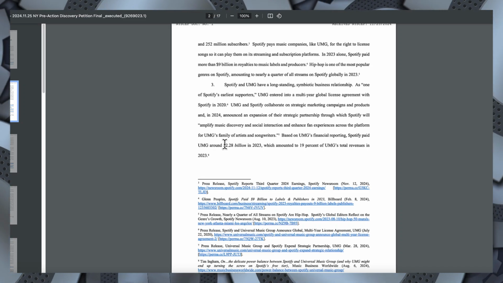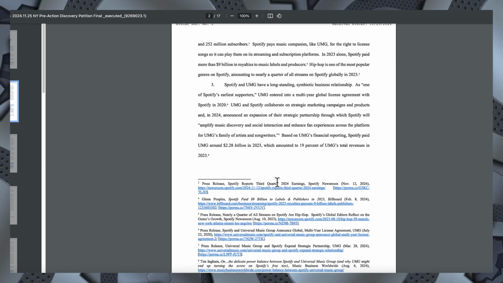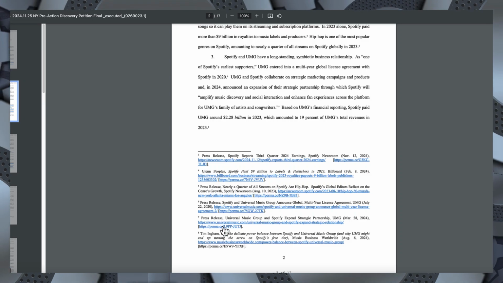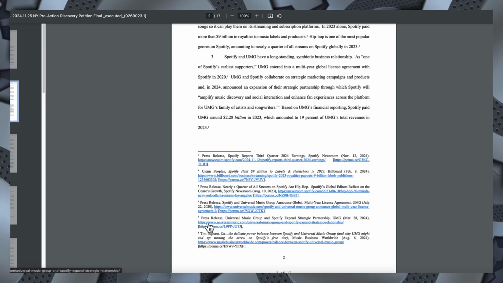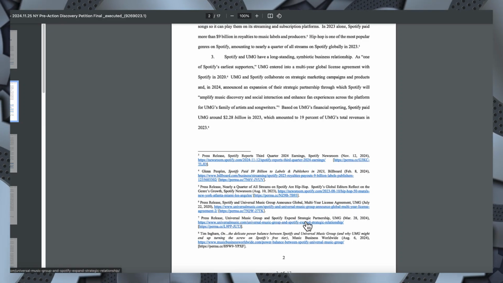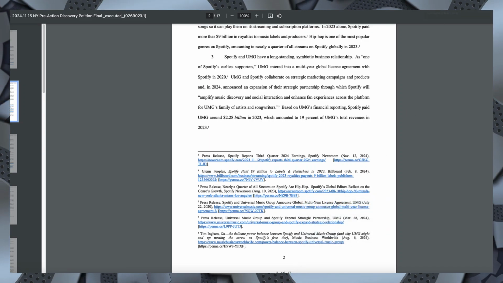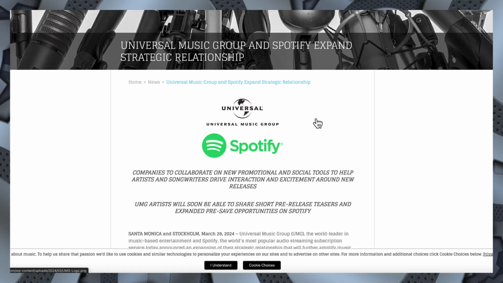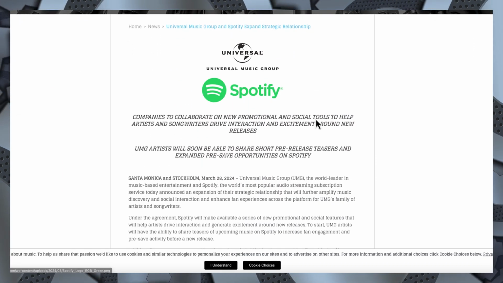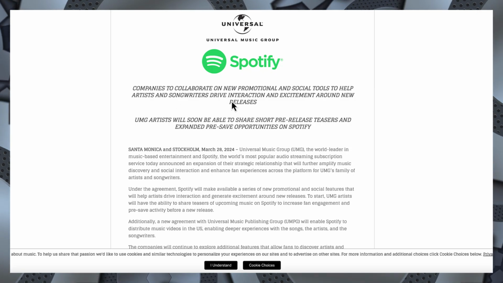So first, let's look at UMG's family of artists and songwriters. Number 7. So this is from a press release. Universal Music Group and Spotify expand strategic partnership. Let's open that in a new tab. Universal Music Group, Spotify, companies to collaborate on new promotional and social tools to help artists and songwriters drive interaction and excitement around new releases.